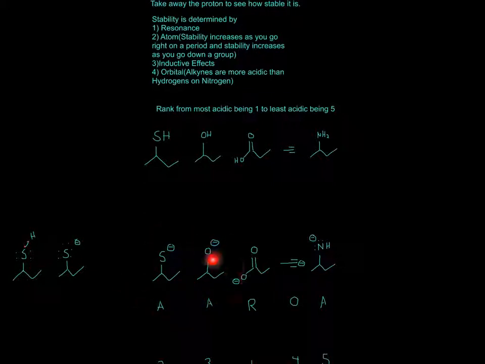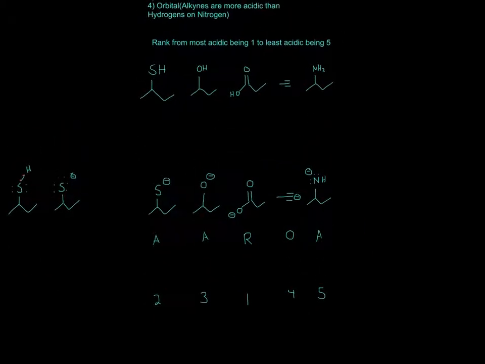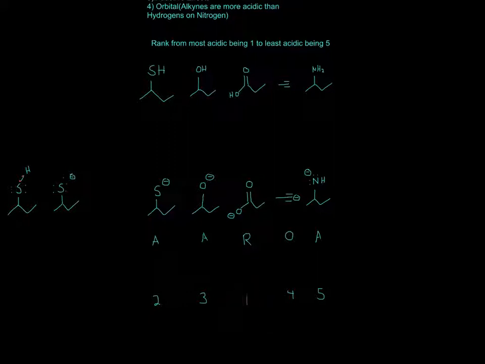So right now it's 1, 2, 3. Now we just have to figure out these two. For the exception, alkynes are more acidic than hydrogens on nitrogen. That means that they're better at being an acid, which means that they're more stable. So if this one's more stable than nitrogen, that means that this has to be 4 and this has to be 5. So this is the answer key. It's 1, 2, 3, 4, 5.